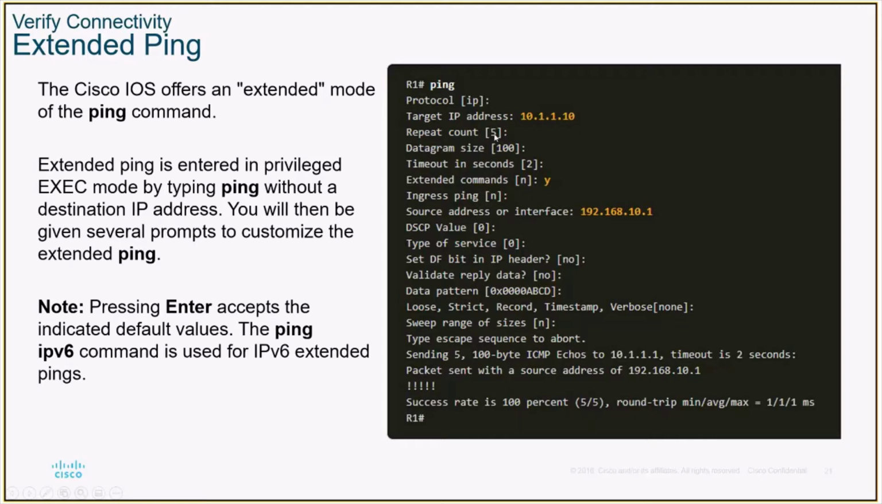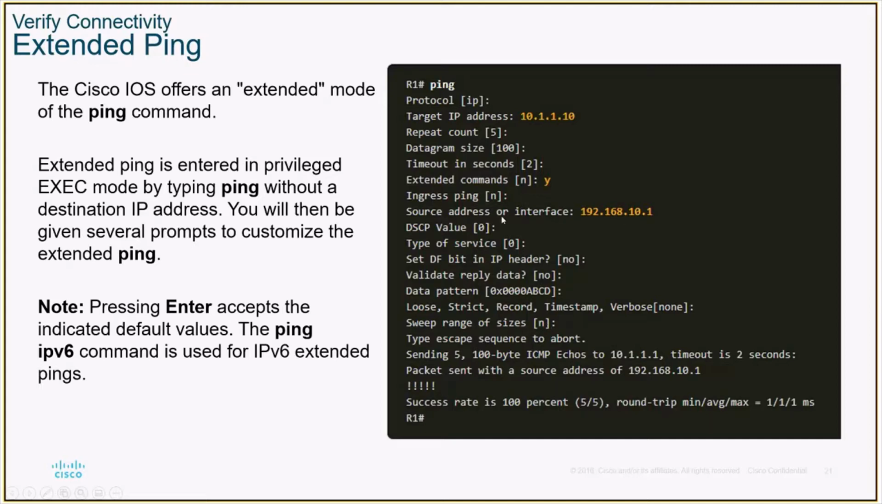5 packets is the default. Of course, you could say 10 or 100 as well. Datagram size, so if you remember Windows, it's normally 32. IOS, it's 100 bytes. And then you can set the timeout time. Now, with extended commands, basically you can set a few different things that are non-standard.